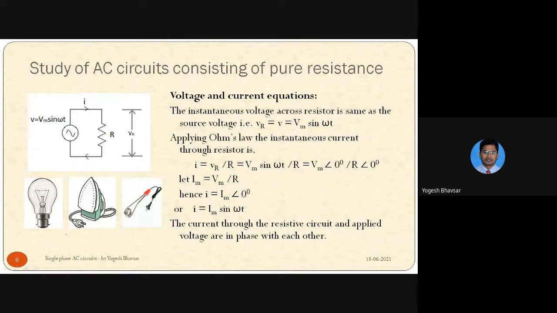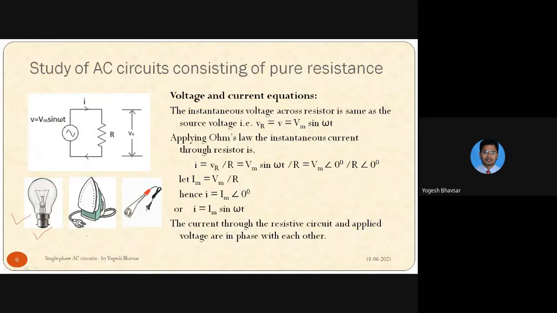We have also seen different elements which have only resistance, not inductor and capacitor. For example, the figure you see is a simple incandescent bulb. That incandescent bulb has a tungsten filament, with gas filled inside the tube, right? So when we give a supply of 230 volt, this bulb produces illumination, right? So this is a purely resistive load.